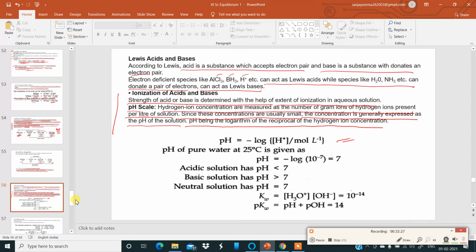The pH of pure water is given as 7. For an acid solution, pH is less than 7. For a basic solution, pH is greater than 7. For a neutral solution, pH is equal to 7. This Kw is called the ionic product of water. The ionic product of water is equal to the product of the concentration of hydronium ion and the concentration of the hydroxyl ion, that is equal to 10 power minus 14. And pKw is equal to pH plus pOH, that is equal to 14, taking negative log.